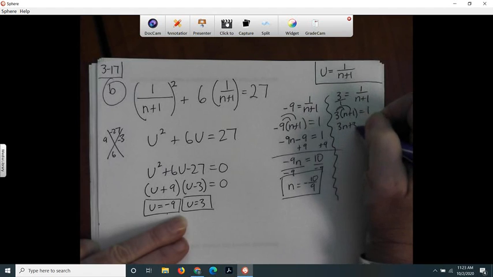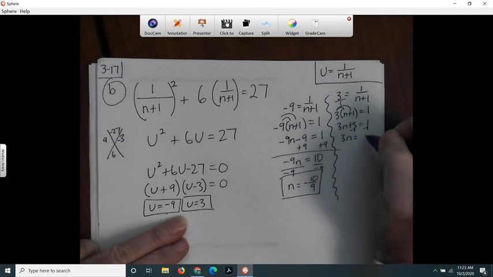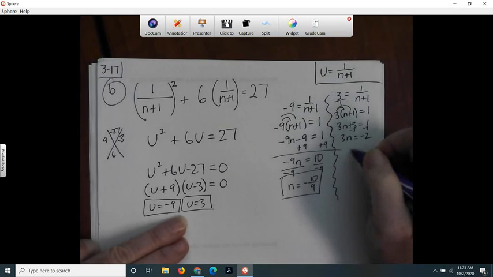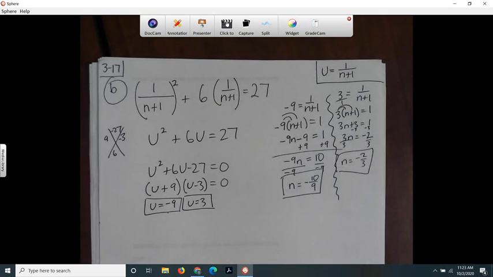3n equals negative 2. N equals negative 2/3. So these are our two answers. That was letter B. Make sure that's right. Yes. Okay, now we're going to do letter C.